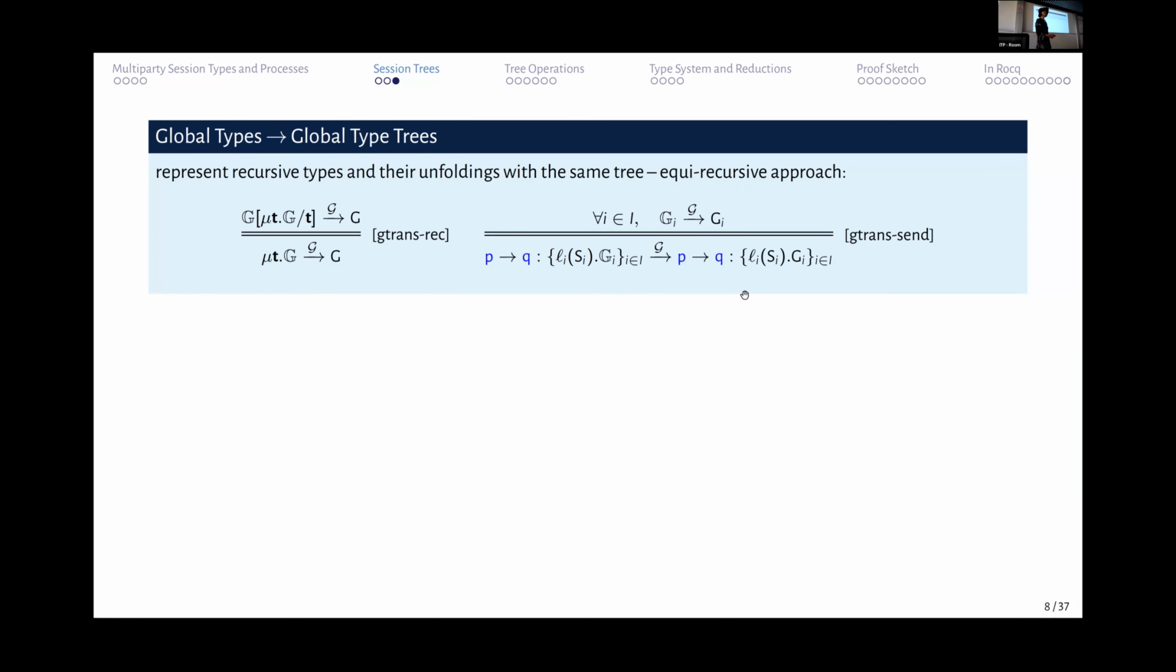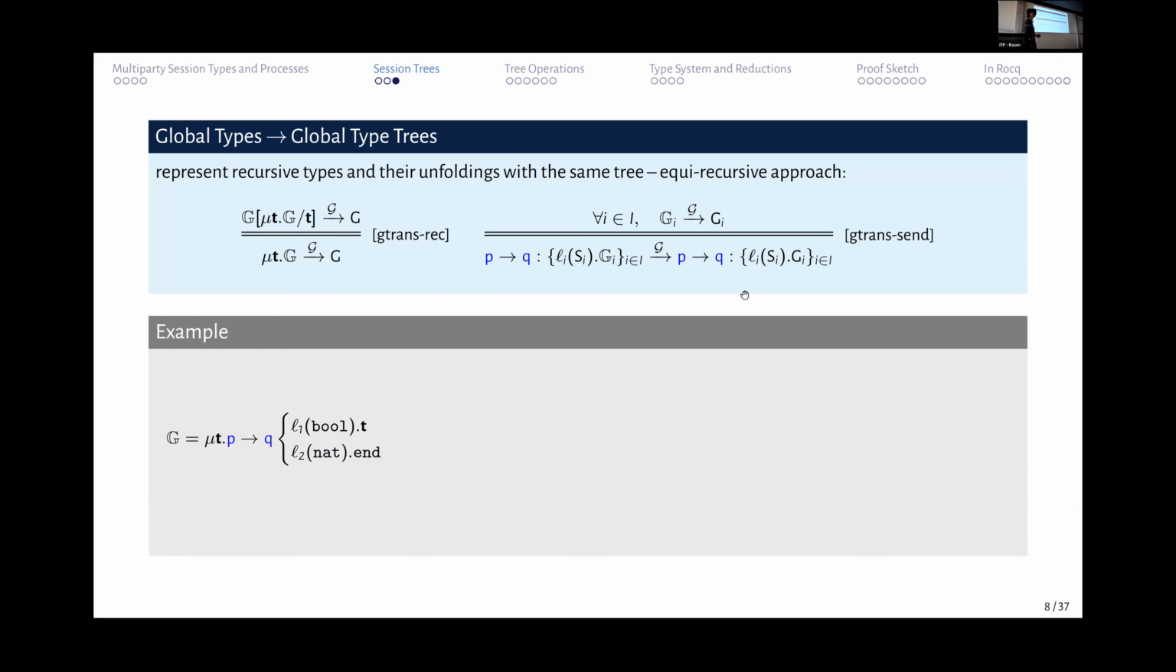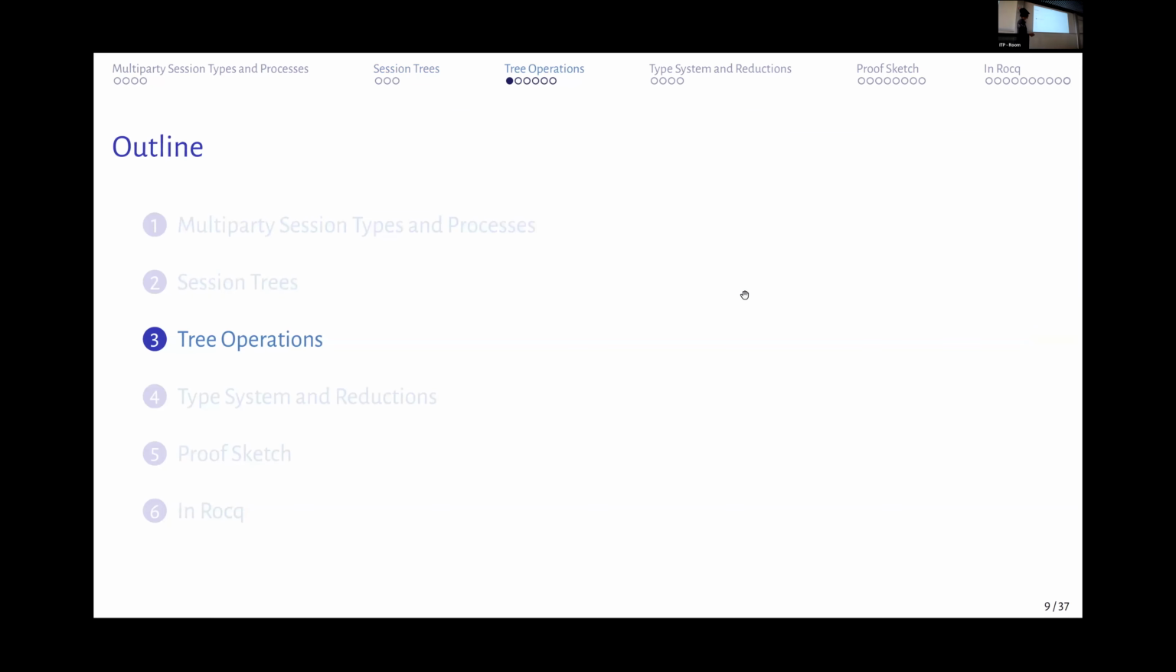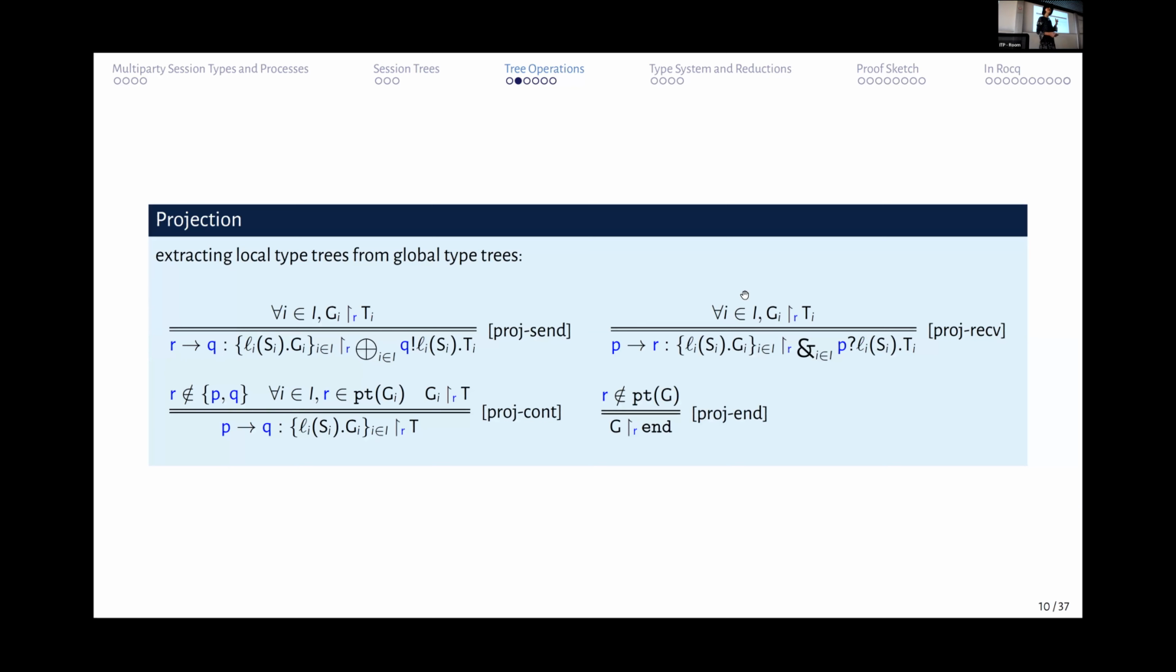This is a translation rule from the syntax of global types to trees, which I will explain by example. This is a typical way to write multi-party session types. We have two choices, L1 or L2, and L1 goes into an infinite loop. This is represented by a tree as you expected, like this. Next, we define the tree operators. There are two key operators here. First, projection. It looks complicated, but its idea is very simple.